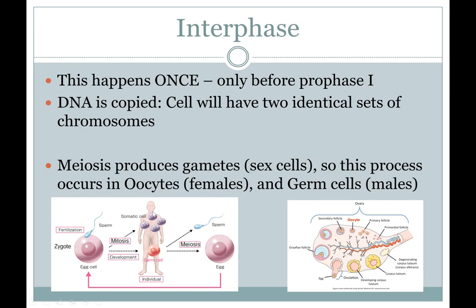Okay, and we already talked about this. Again, this is the production of gametes or sex cells. This happens in oocytes, specialized cells in the ovaries of females, and germ cells, which are specialized cells in the testes of males.